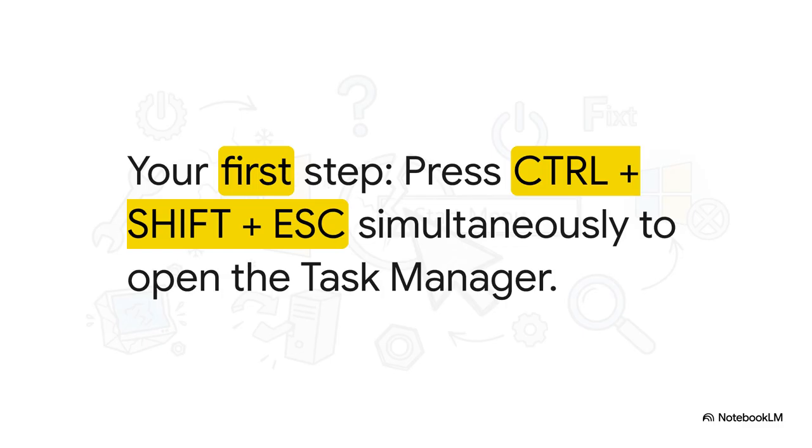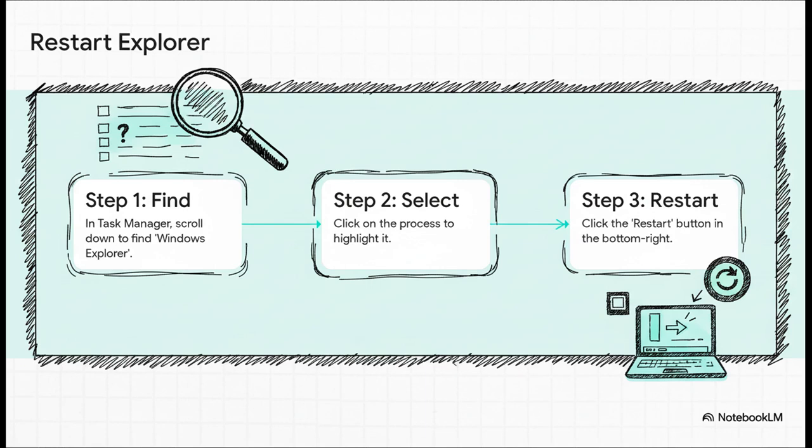Okay, once Task Manager is open, just scroll through that list of processes until you find Windows Explorer. Go ahead and click on it once to select it, and then look down in the bottom right corner for the Restart button. Click it. Now, don't panic. Your screen might flash for a second, maybe your taskbar will disappear. That is totally normal. It's just reloading the whole interface.